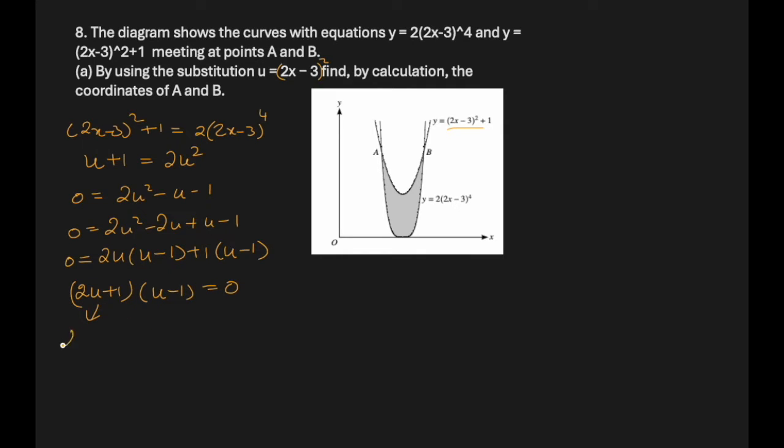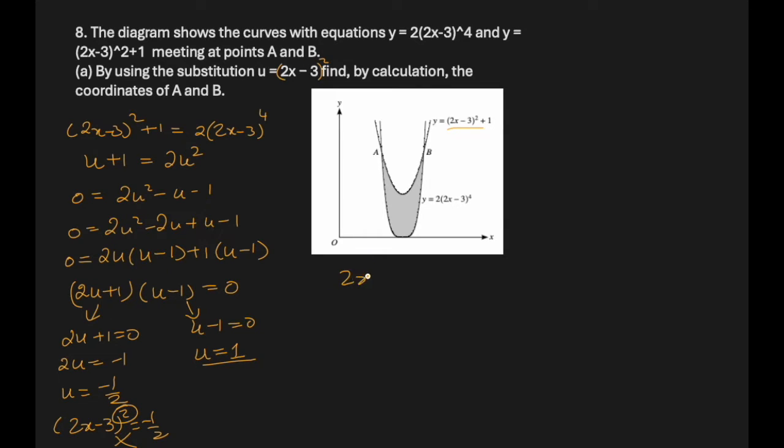So this gives us 2u plus 1 equal to 0, and u minus 1 equal to 0. This gives u equal to 1, and 2u equal to negative 1, so u equal to negative 1 over 2. Let's reject this one, because u was (2x minus 3) square. (2x minus 3) square equal to negative 1 over 2, and a square number can never be negative. That's why I'm rejecting this one. This is the only one I'll have.